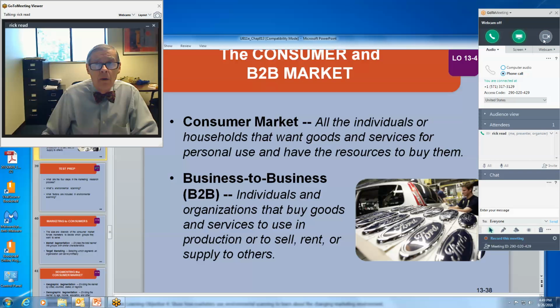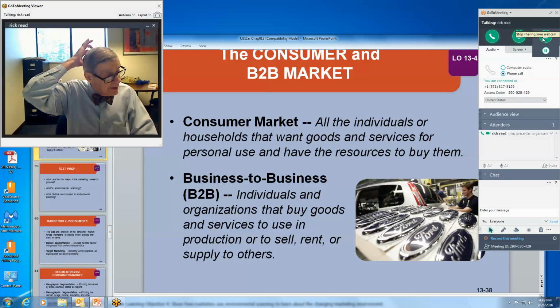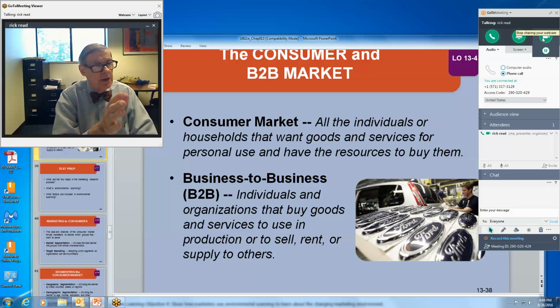Now we have 2 markets, and only 2 markets. I know we've talked about other factors and seemingly other markets here, but there are only 2 markets. One's a consumer market, that's us, you and me. We are what are known as end users. We do not take the product we buy and resell it or use it to make something else for sale.